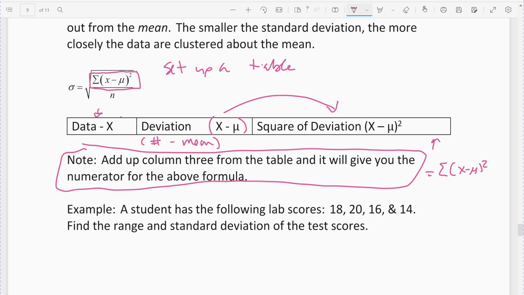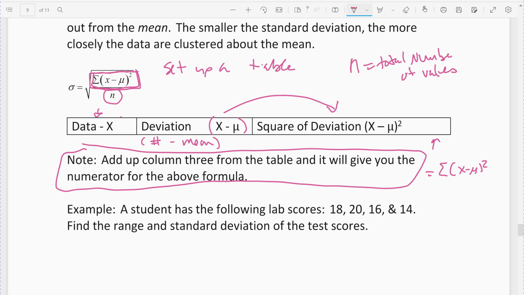Once you find the sum of the square deviations, then you plug that number into this part of the formula. You'll divide by n. N represents the total number of values, right? If we have 10 values, n would represent 10. If we had 3 values, n would represent 3.